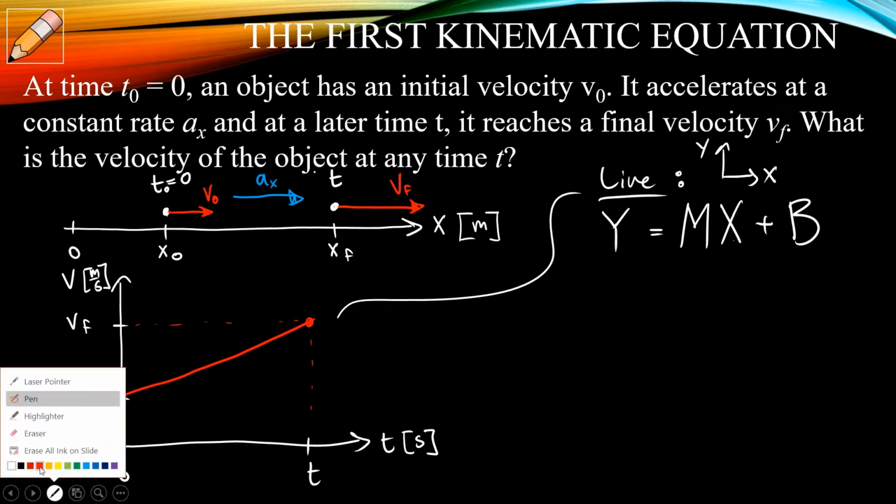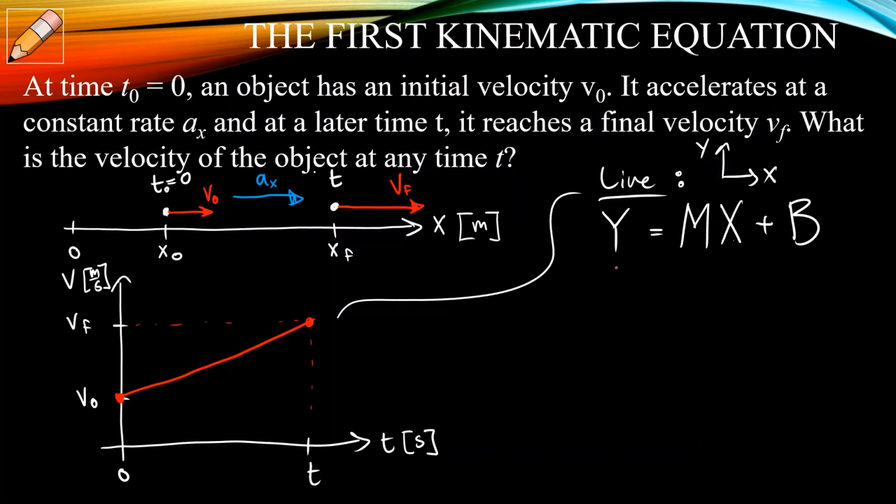So in this problem, instead of plotting y along the vertical, we're plotting the velocity along the vertical. So that's the first thing that we want to recognize. And really, the velocity that we're reaching is some final velocity. So you could think of this as plotting the final velocity at any time t. So I'm actually going to call this the final velocity.